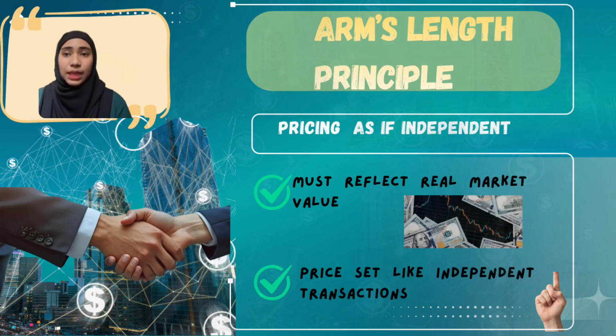From a tax perspective, this principle is important because it prevents companies from manipulating price to move profit from high tax country to low tax country. By using arm's length pricing, profits are reported more accurately in each country, allowing tax authorities to collect the correct amount of tax based on real business activities.